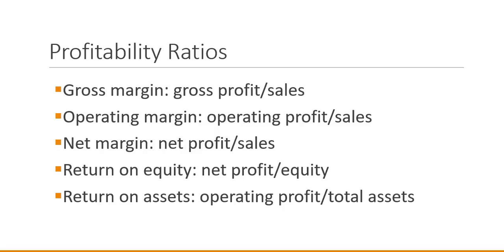Return on equity is net profit divided by equity. This gives the shareholders an idea of what they are getting for their investment in the company. And return on assets is looking at operating profit, that is before considering financing, as a percentage of total assets, without factoring into total assets what is financed with liabilities and what is financed with equity. So return on equity focuses on the return to the equity holders, and return on assets is looking at the return on the overall asset base of the company, disregarding how that asset base is financed.